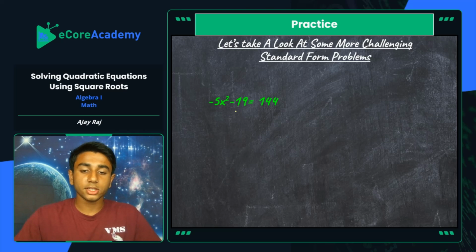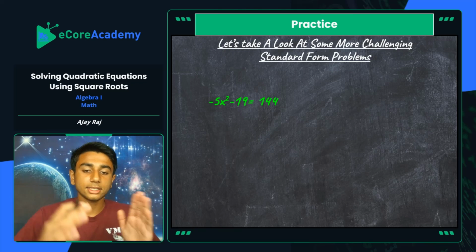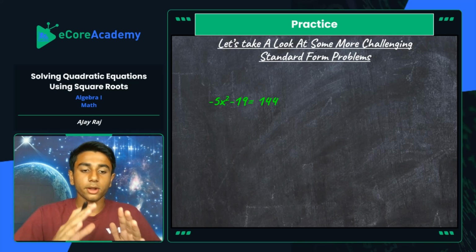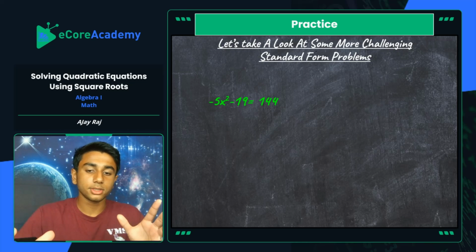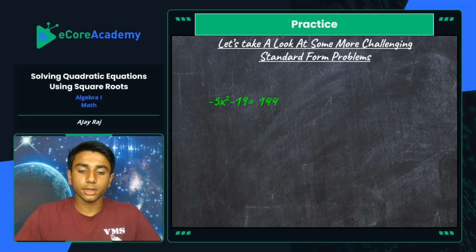So we have negative 5x squared minus 19 equals 144. Well, the first step here is we're going to take negative 19 and essentially move it to the right-hand side. So we're trying to isolate x squared as quickly as possible, but also as efficiently as possible. We don't want to divide both sides by negative 5 first. That'd be too complicated. So we're going to add 19 to both sides. We're left with negative 5x squared equals 163. Then, of course, the next step is to isolate x squared. So we're going to divide both sides by negative 5.